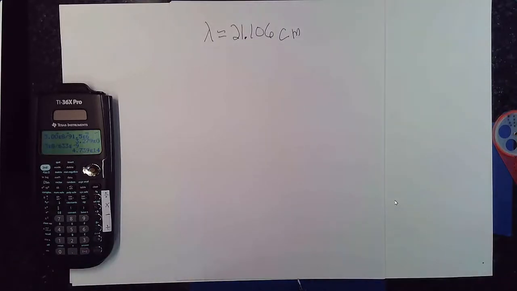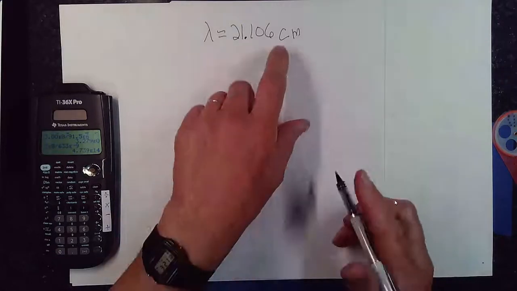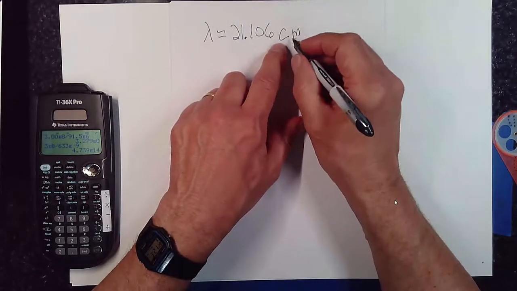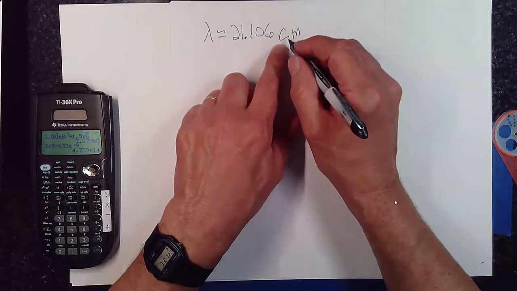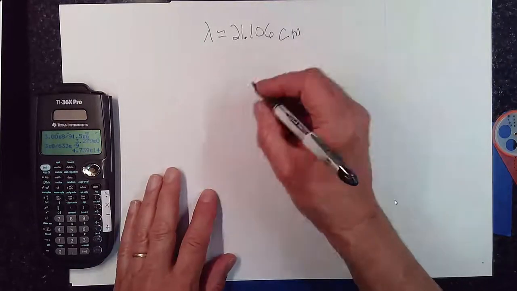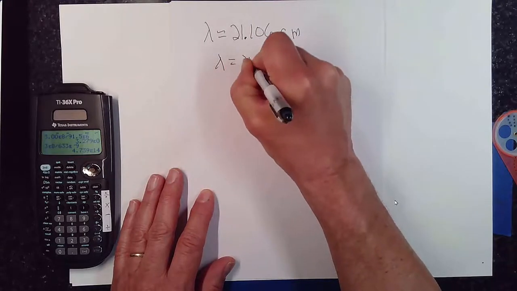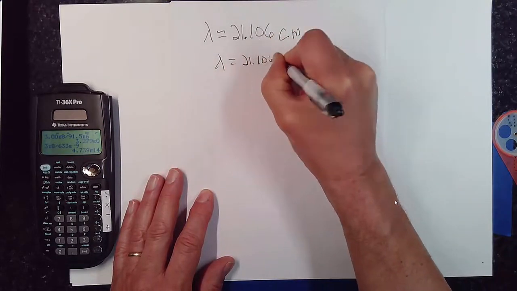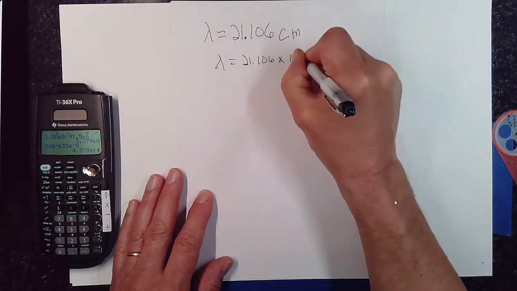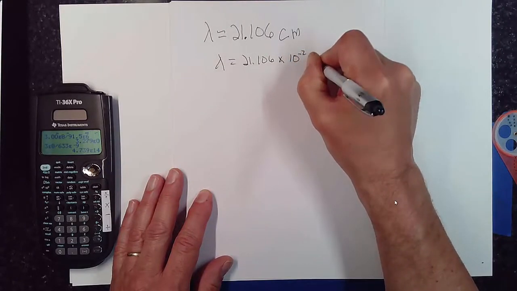There's a lot of neutral hydrogen out there in space. And a centimeter means 10 to the minus 2, it's 1/100th of a meter. So another way of writing that wavelength is 21.106 times 10 to the minus 2 meters.